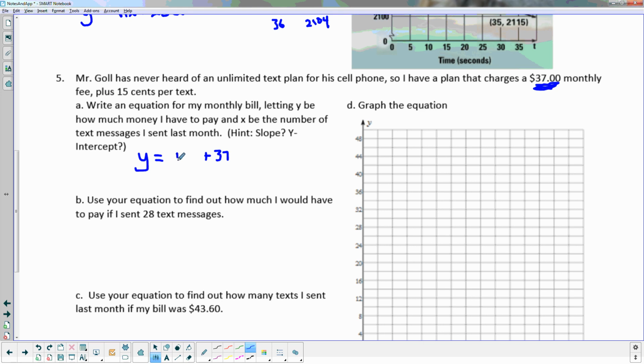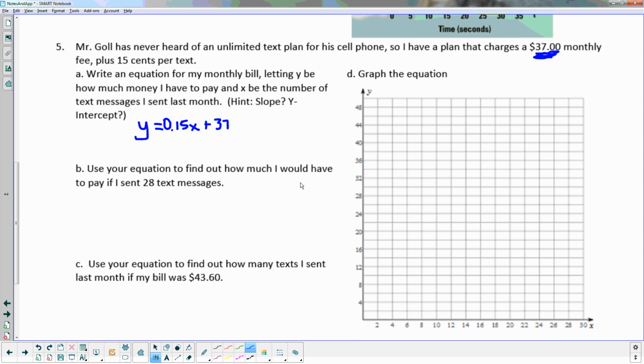Now, does that mean that I have 15x plus 37? Well, let's think about that. Say I sent one text message in a month. Okay, only one. That's a pretty lonely month. Does that mean they're going to charge me $52 for one text message, 15 plus 37? No, it doesn't. It's actually 15 cents that we have to write as 0.15x. So that's actually the equation that would model how much money I have to pay.